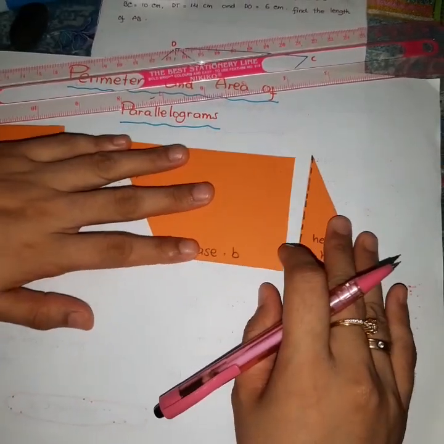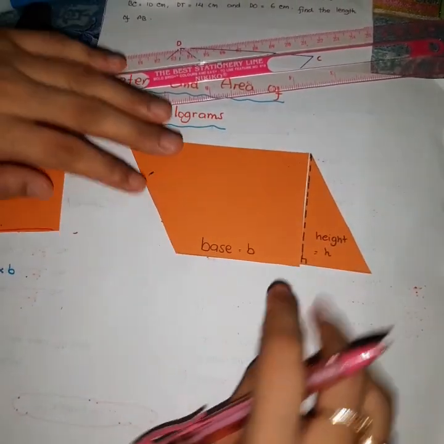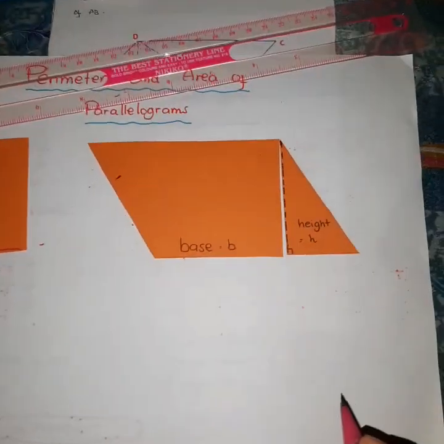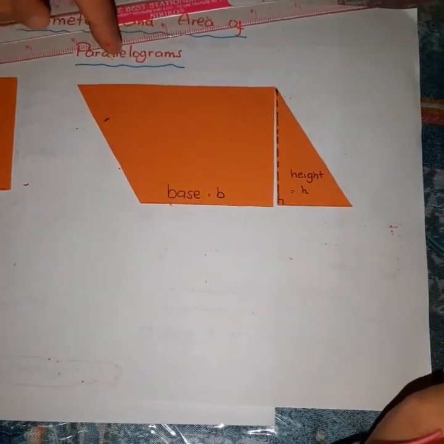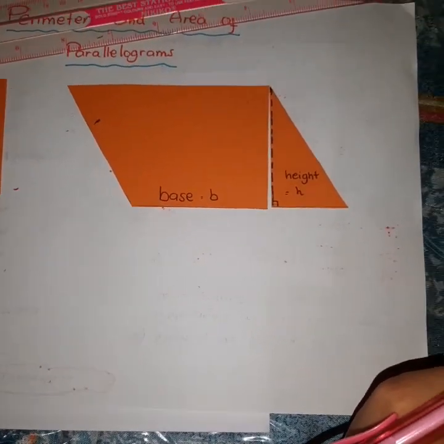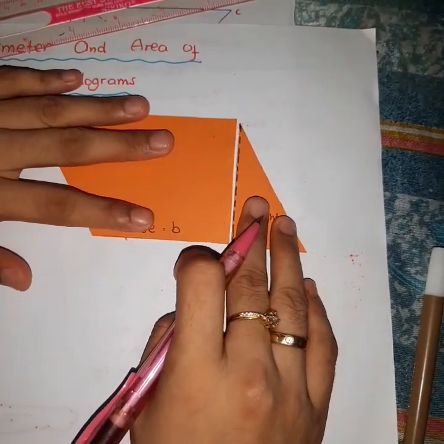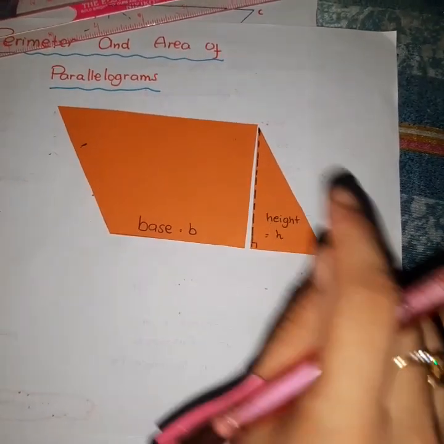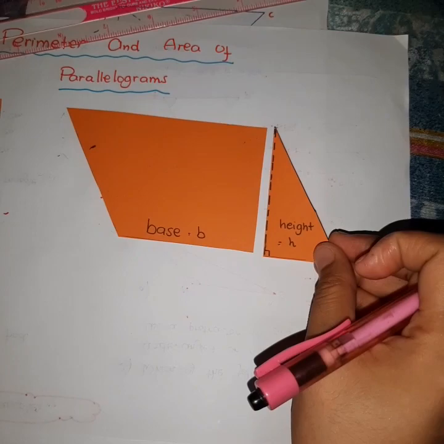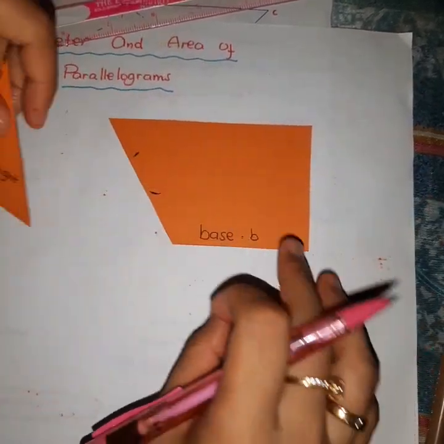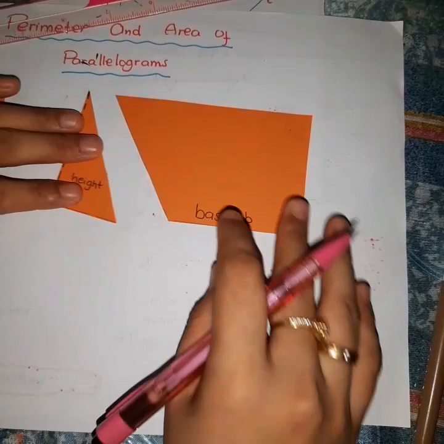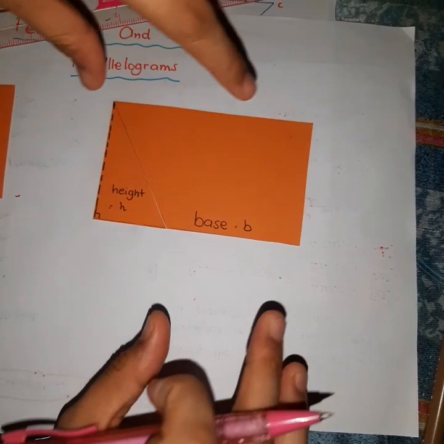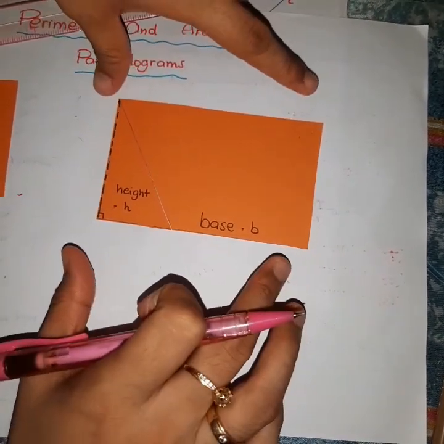Now let's see this one again. Since this one is the base and this one is the height, what I want to show you is how we can find the area of the parallelogram. Actually we can make this. I can cut this triangle out, without changing the measure of this parallelogram, and when I put it like this, I can actually form the parallelogram into a rectangle.